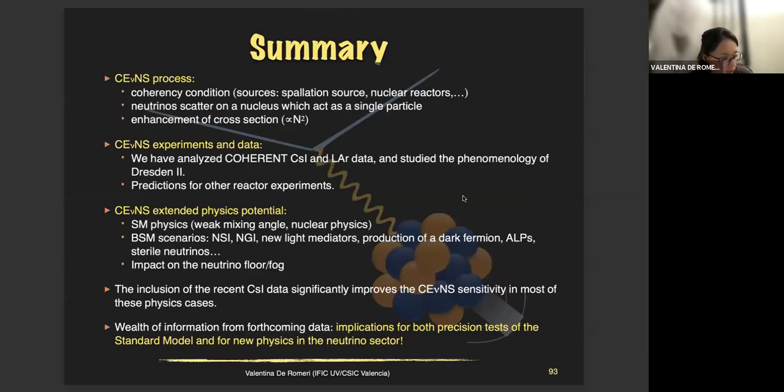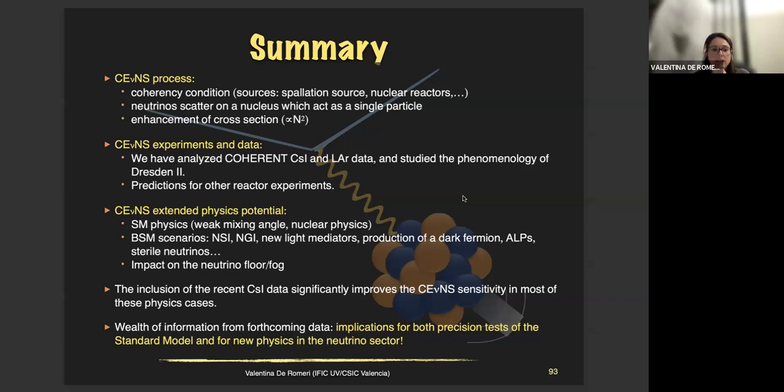So I finish here. Let me summarize. In this seminar, I've discussed the CEvNS process. At the beginning, I discussed the main characteristics, the main features of this process, in particular the coherency condition, and the fact that the neutrino sees the nucleus as a whole, as a single particle, and this leads to a typical enhancement of the cross-section. I've discussed which experiments can try to observe it and which ones have already observed CEvNS.